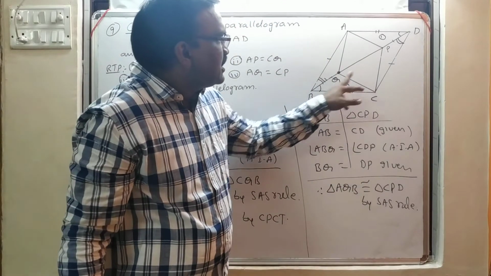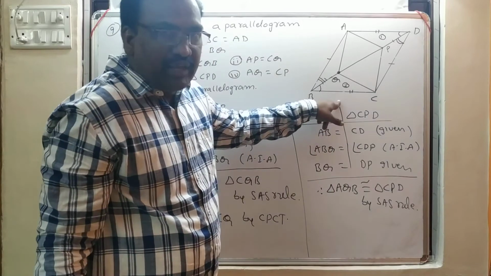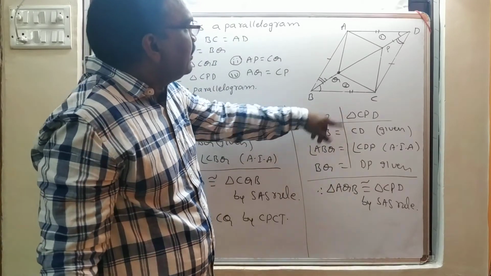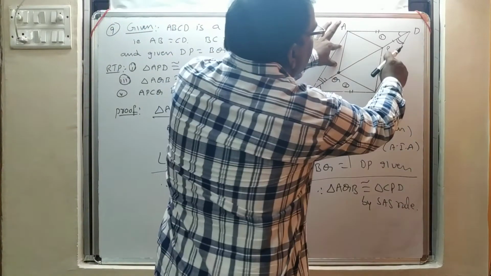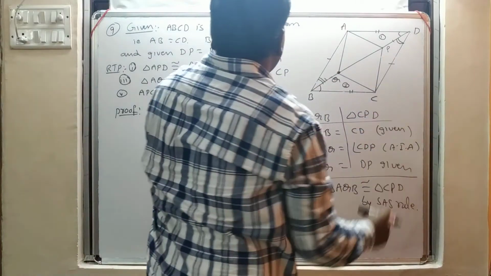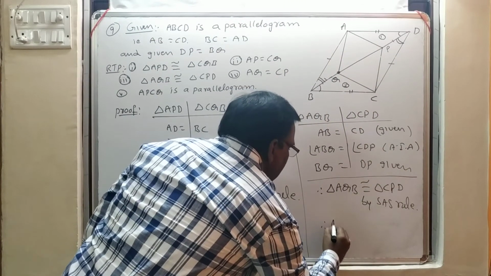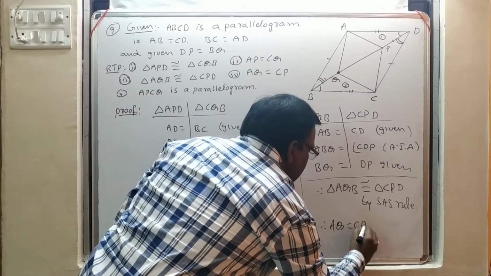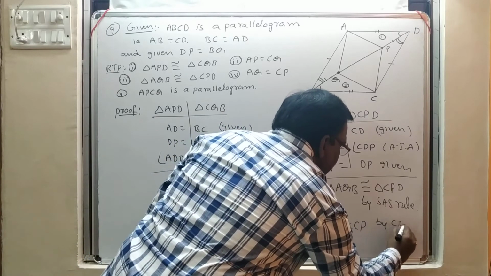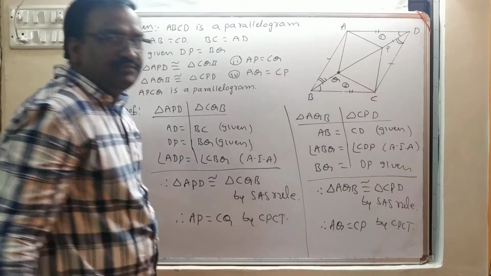Once the triangles are congruent, their corresponding parts are equal. Therefore, this length is equal to this length. AQ is equal to CP by CPCT.